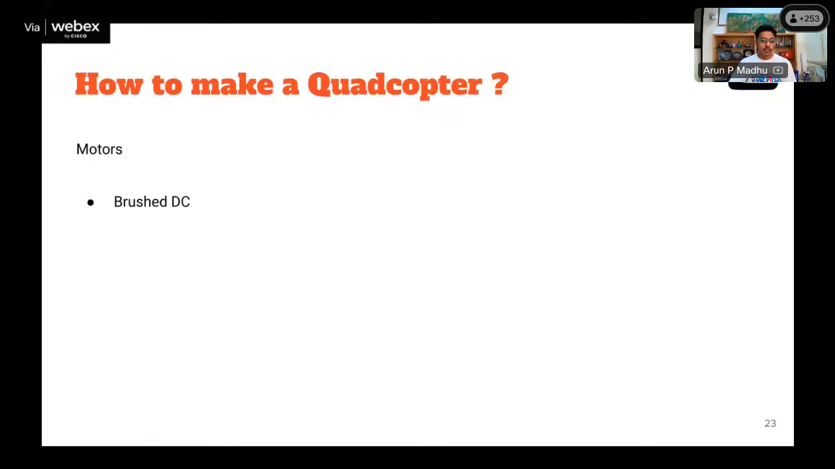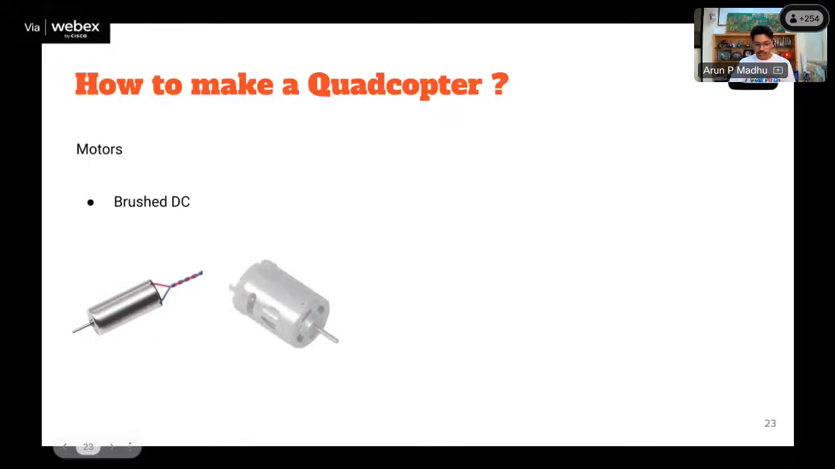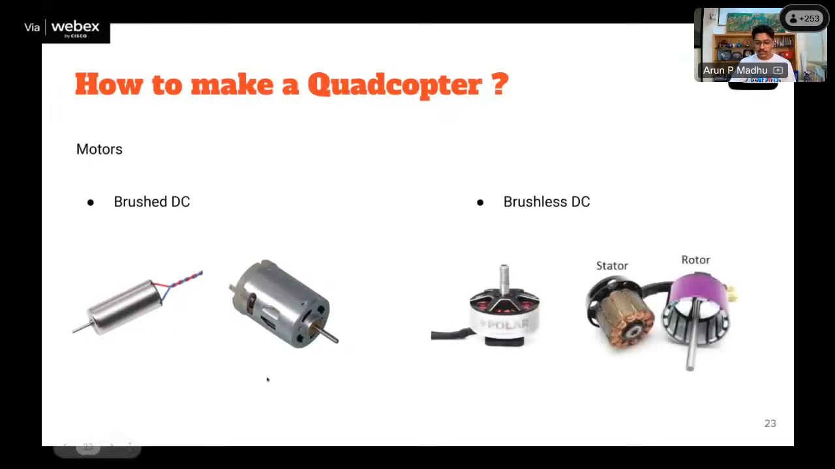Then we come to the next component, which is motors. There are two types of motors which we use in drones. One is brushed DC motors, which all of you might have seen in your daily life inside toys like toy cars and all. They use these brushed DC motors. And these are two different brushed DC motors. Then there is something called brushless DC motors. This is something you don't see in everyday objects or toys. It looks something like this. We use this mostly in drones.